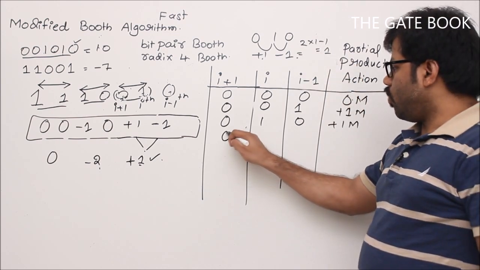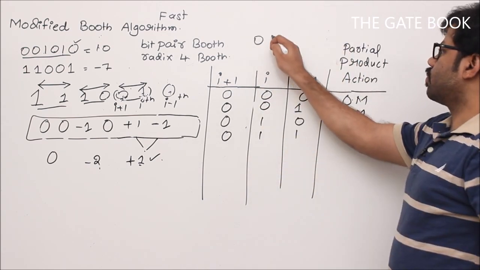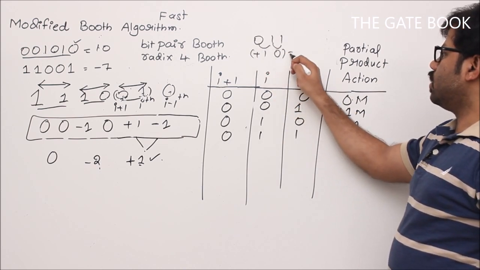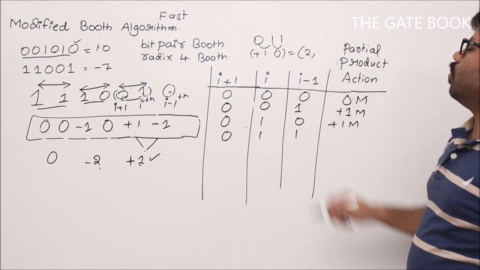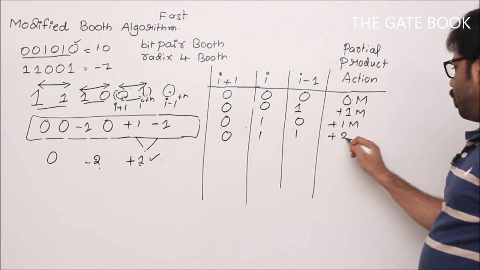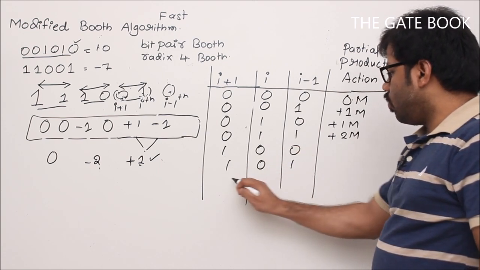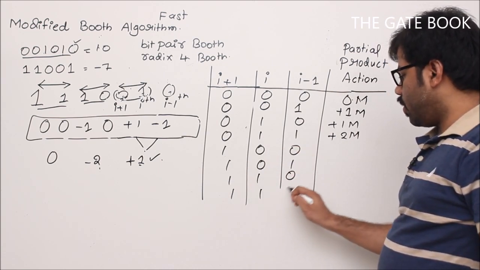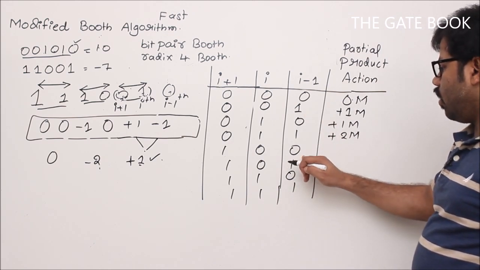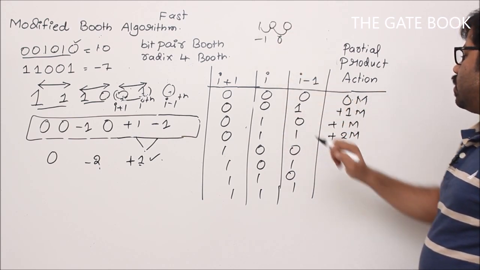Next 0, 1, 1. So plus 1 and plus 1 is equivalent to 2, correct? So that would become plus 2m. Now 1 0 0, 1 0 1, 1 1 0, 1 1 1 I have to cover. Okay, let me cover them. So 4 are done, now the remaining 4. 1 0 0: minus 1 into 2 is minus 2m.